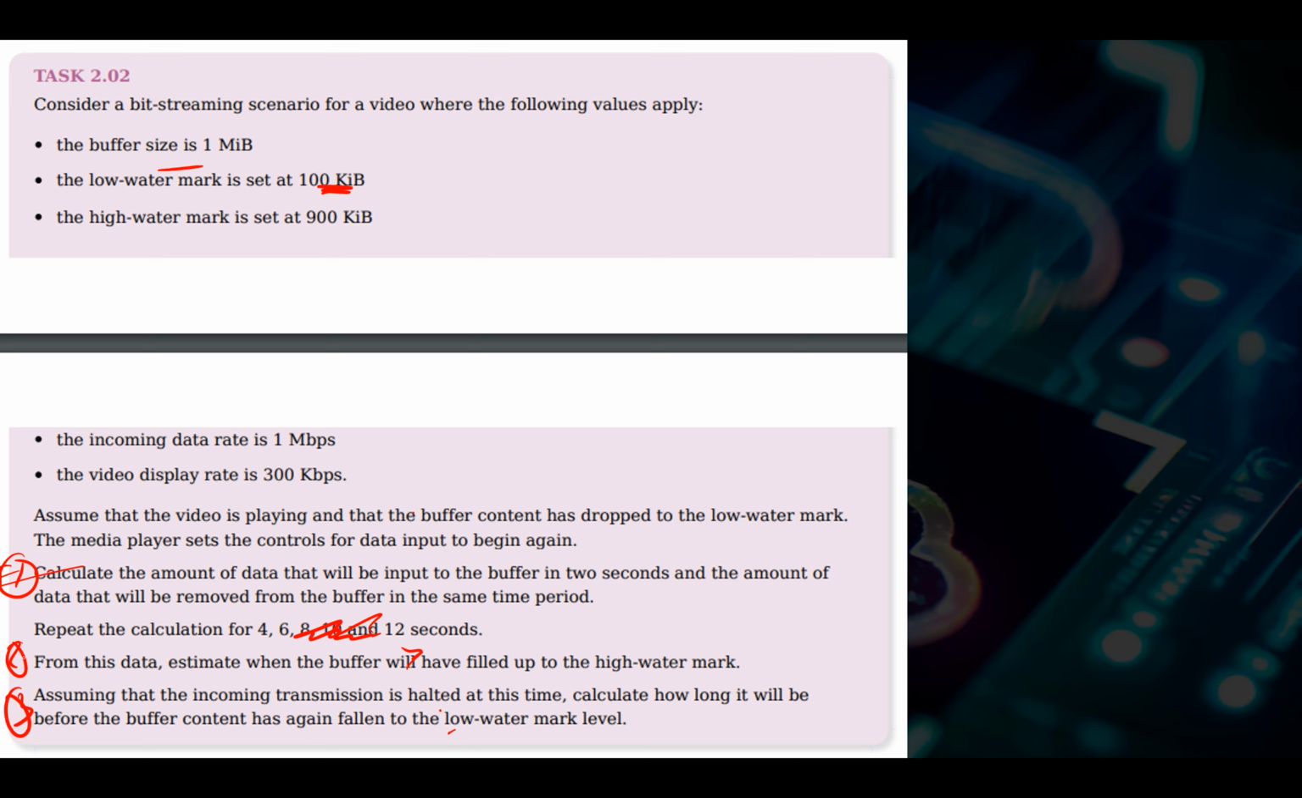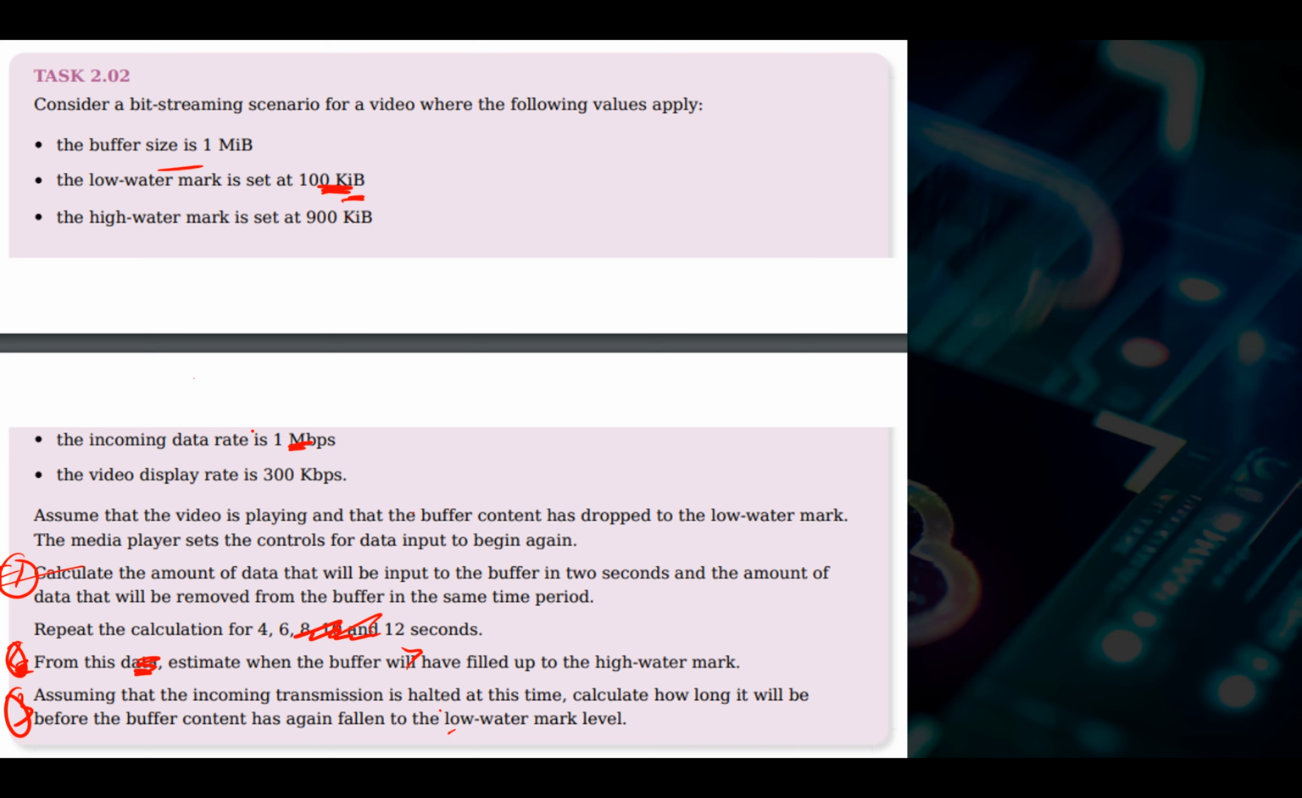Now, actually, we can do question 2 without having to use this data. We can just calculate directly. So let's think how we can do this. How can we calculate how much data will be input into the buffer in 2 seconds? In 1 second, it's 1 million bits, 1 megabit. But if we actually look at these, here they're actually using kibibytes.